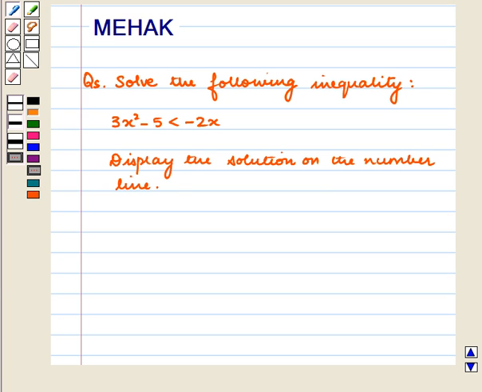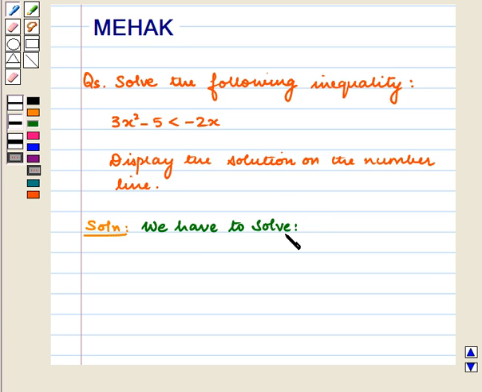In this session, we are going to discuss the following question, and the question says: solve the following inequality: 3x square minus 5 is less than minus 2x. Display the solution on the number line. Let us start with the solution.